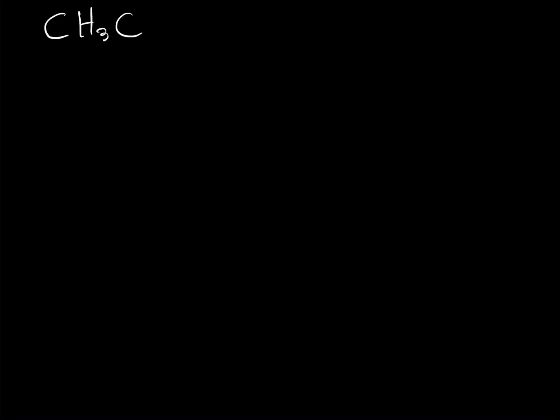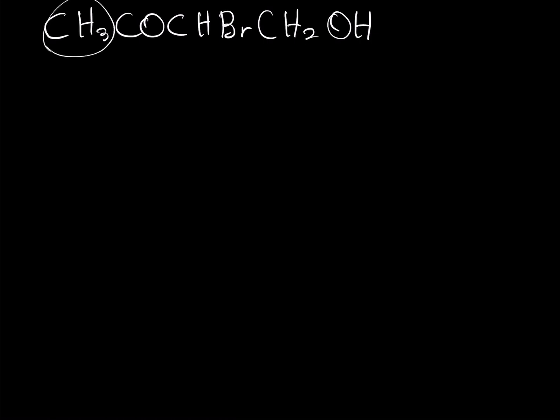CH3 CO CHBr CH2OH. How do we draw the Kekule structure for this condensed structure? So obviously we start with the CH3. And then we have a carbon. But oddly enough, we have an oxygen, and then we have another carbon, and then everything else. So what do we do in this case?